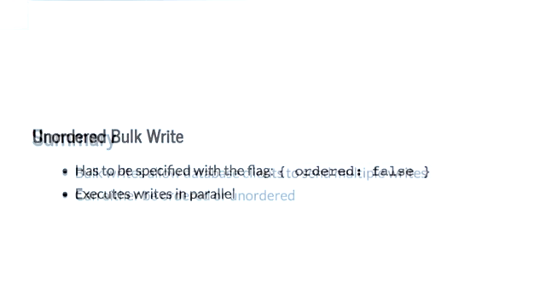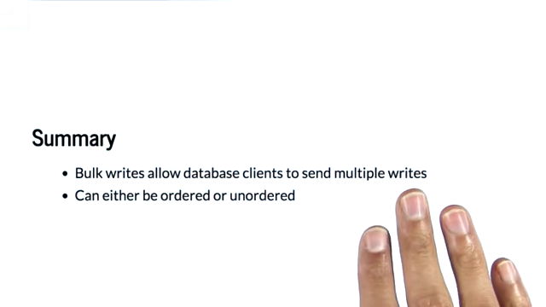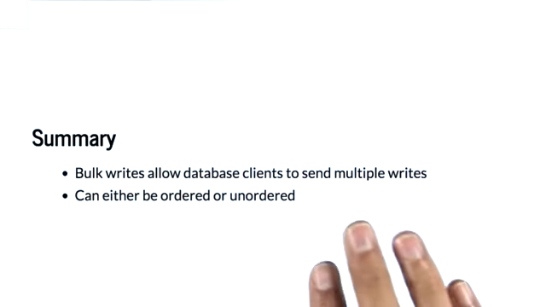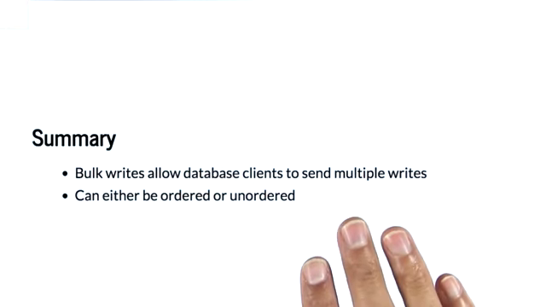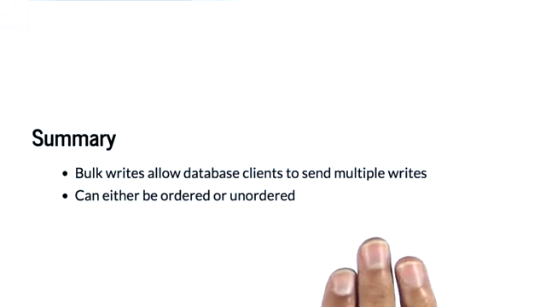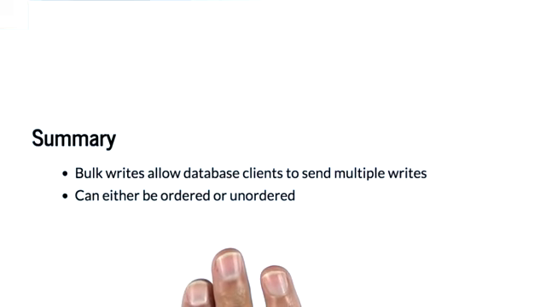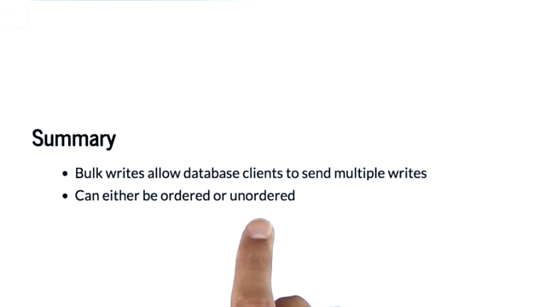So in conclusion, bulk writes make it more efficient to update or insert many documents in a database by sending them all in batches. These bulk writes can be ordered, which means writes are executed in the order in which they were sent to the database, and any errors will prevent subsequent writes from executing. They can also be unordered, which means the writes are executed in parallel, and errors don't affect the execution of other writes.